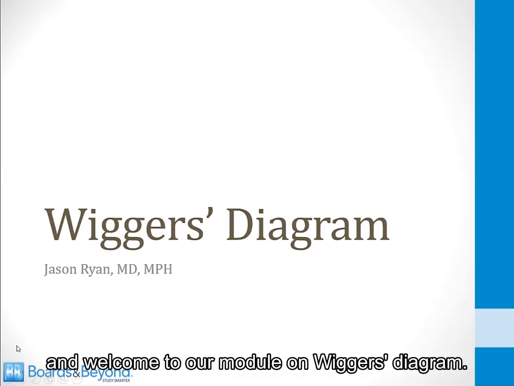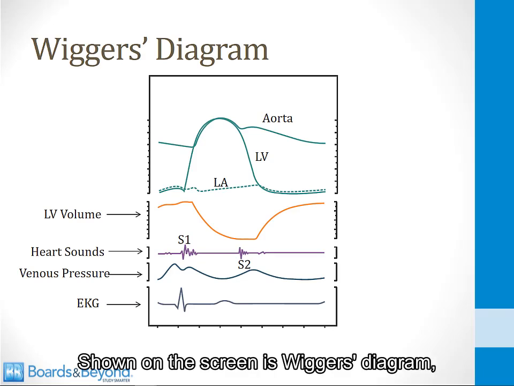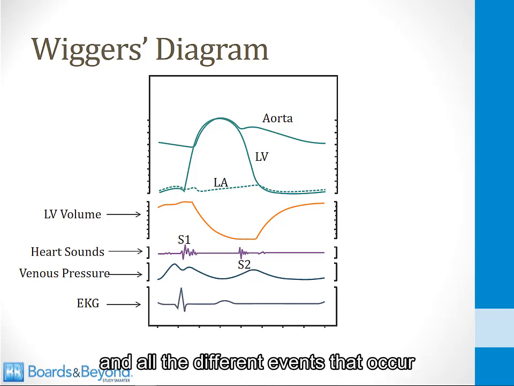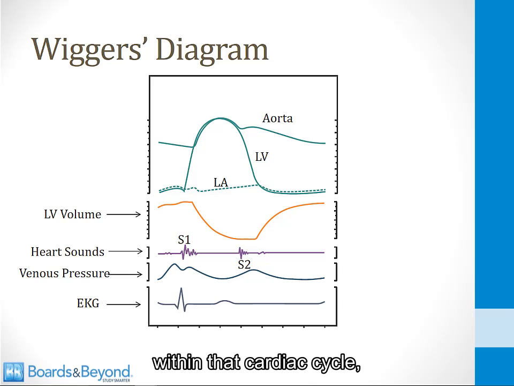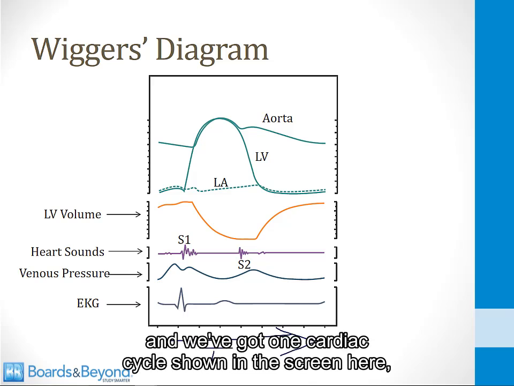Hi everyone, and welcome to our module on Wiggers Diagram. Shown on the screen is Wiggers Diagram. Wiggers Diagram shows one cardiac cycle and all the different events that occur within that cardiac cycle. So the x-axis is always time, and we've got one cardiac cycle shown on the screen here.